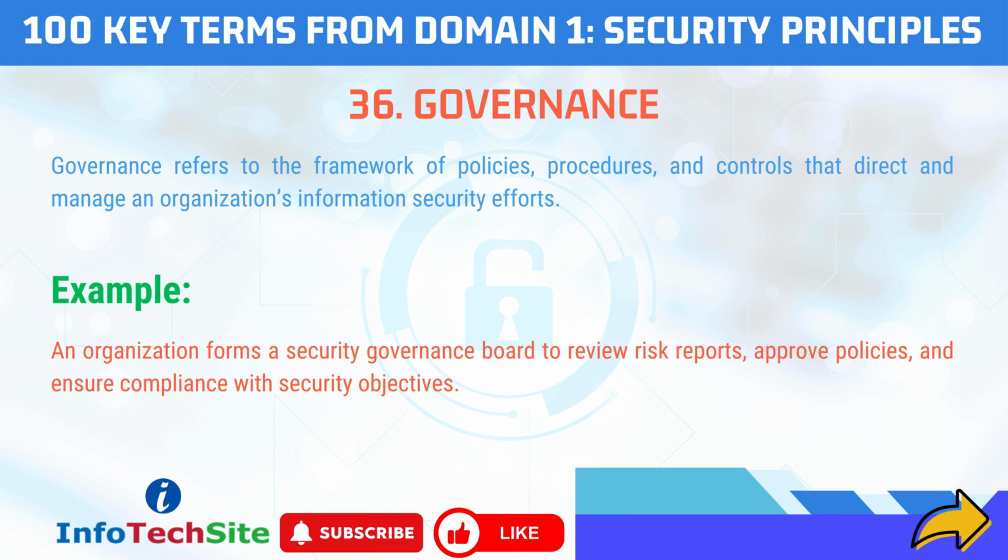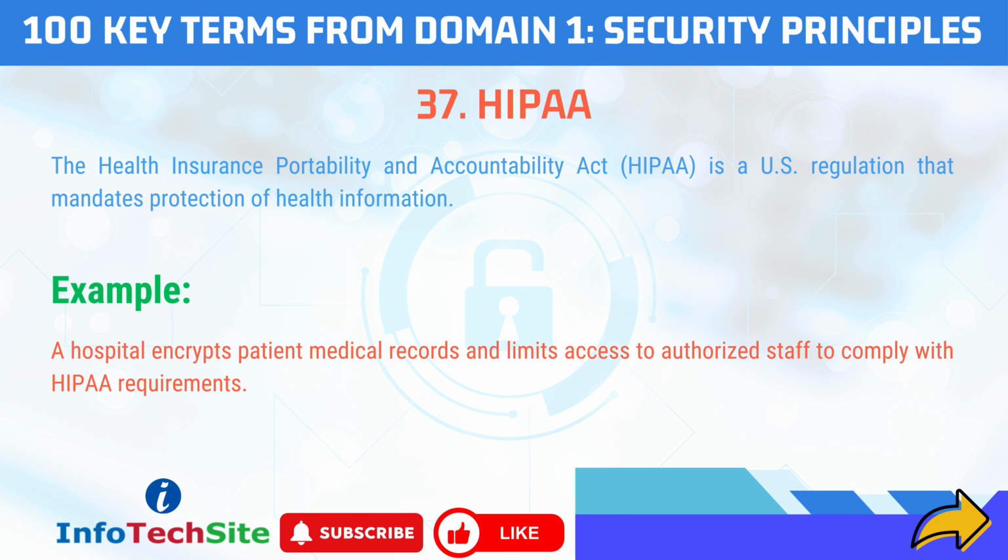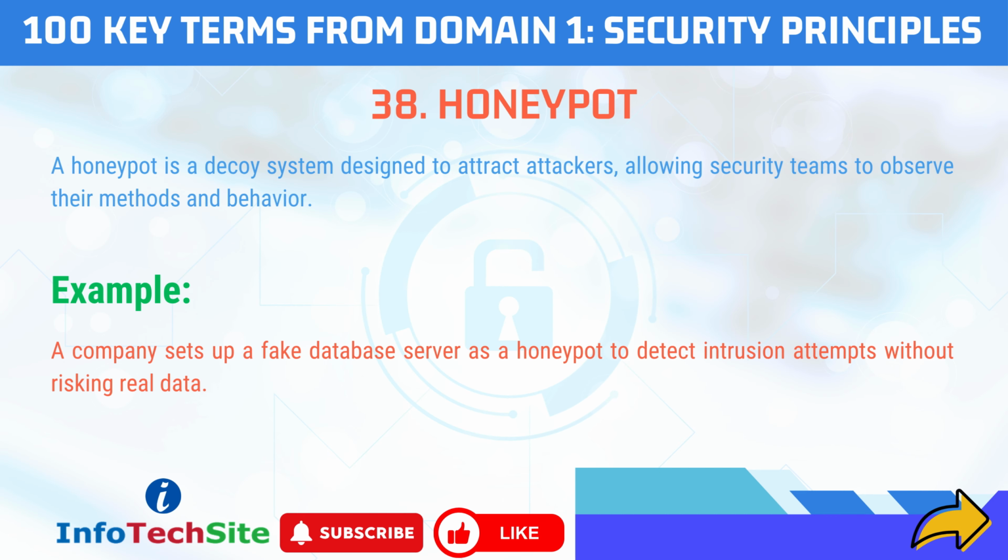37. HIPAA. The Health Insurance Portability and Accountability Act, HIPAA, is a U.S. regulation that mandates protection of health information. For example, a hospital encrypts patient medical records and limits access to authorized staff to comply with HIPAA requirements. 38. Honeypot. A honeypot is a decoy system designed to attract attackers, allowing security teams to observe their methods and behavior. Here is an example. A company sets up a fake database server as a honeypot to detect intrusion attempts without risking real data.